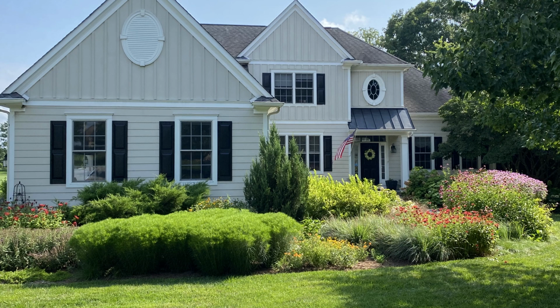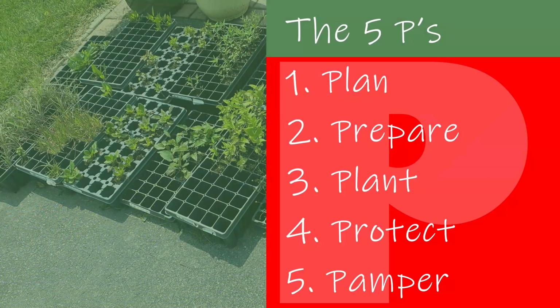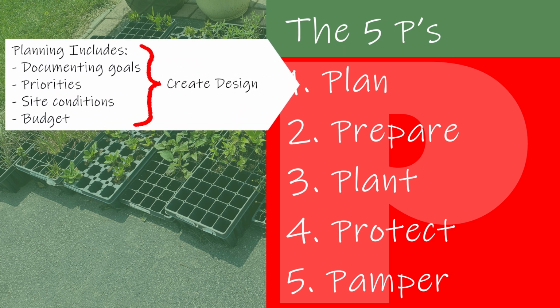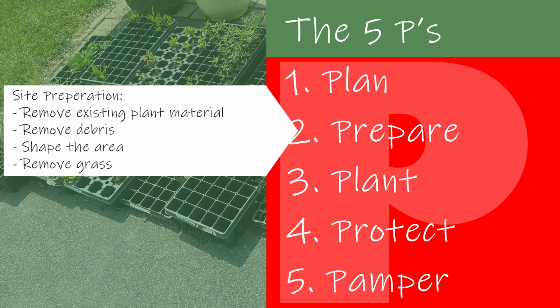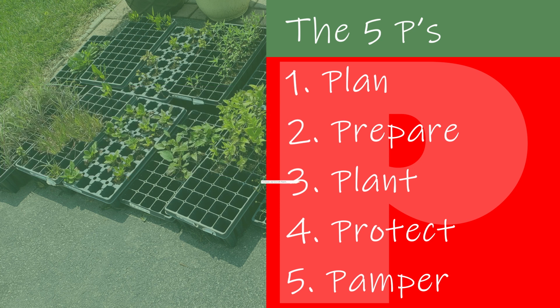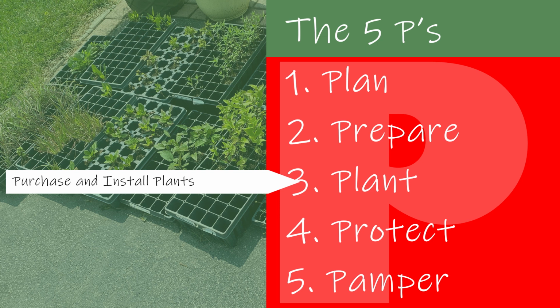If you are getting ready to plant natives for the first time in your home landscape, then this video is for you. Installing a native plant landscape involves the 5 Ps. The planning phase is a large phase that includes documenting goals, priorities, site conditions, and budget, which are all used to create a design. The second phase is site preparation, which involves removing existing plant material while shaping the area to be landscaped. The third phase is to purchase and install plants.